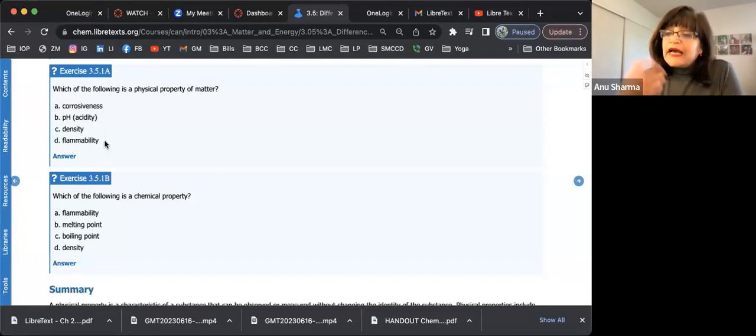Flammability is whether something will catch fire or not. Not everything catches fire. So flammability is whether something will catch fire or not, and so it's definitely a chemical reaction. So all three are chemical properties except density.